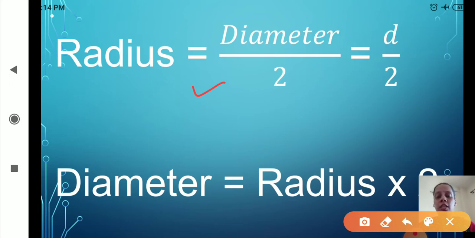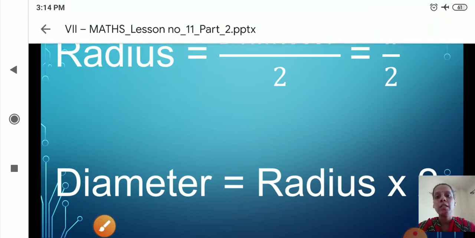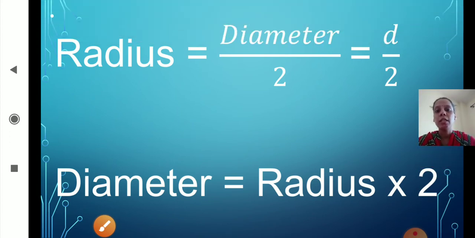Now the next formula is diameter. How will you find out diameter? Diameter is equal to radius multiplied by 2. Diameter is twice the radius. As you can see here, I have written the second formula: diameter is equal to radius multiplied by 2, that is 2 into r, where r means radius. So these are the three formulas we studied in the previous session.